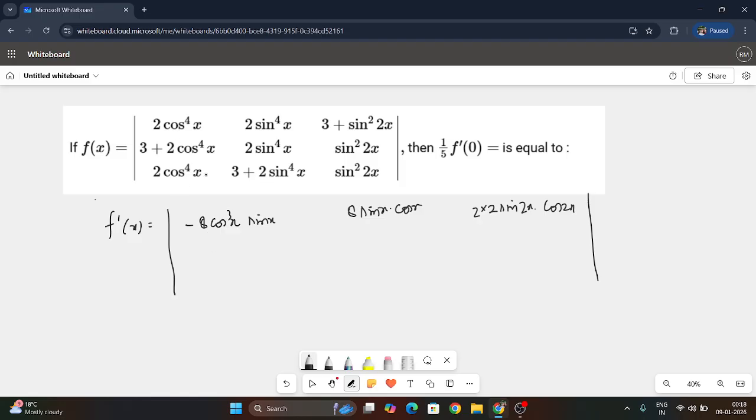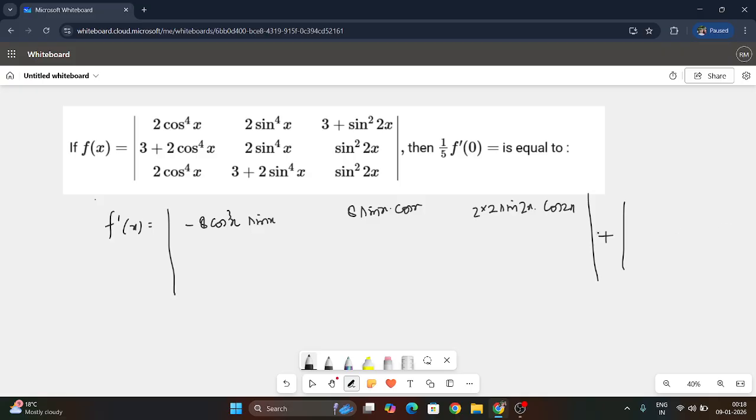These two rows are going to be as it is. Then write the plus here, and write the first row and third row as it is and differentiate the second row. You will get 8 cos cube x minus sin x, 8 sin cube x and cos x, and 2 sin 2x and cos 2x and then 2x.